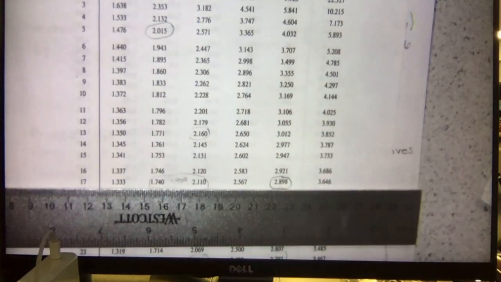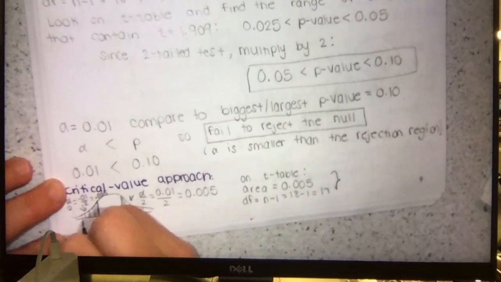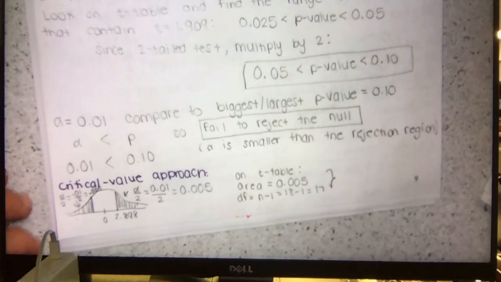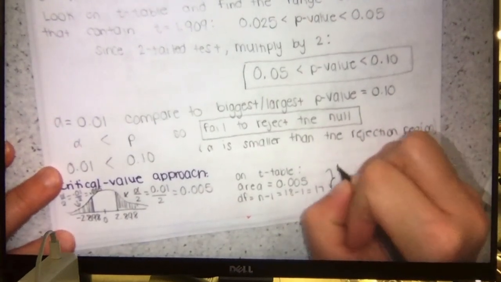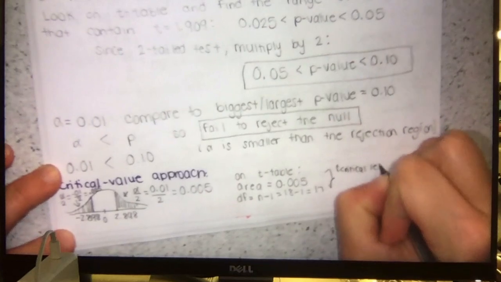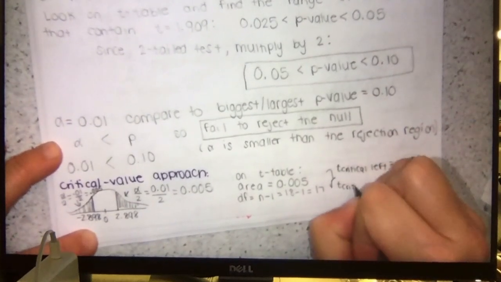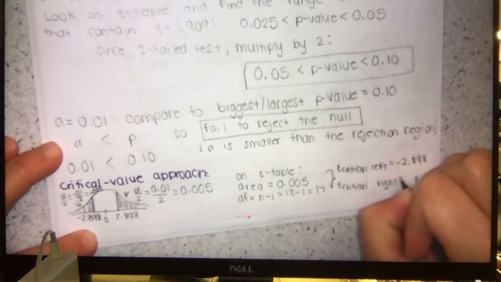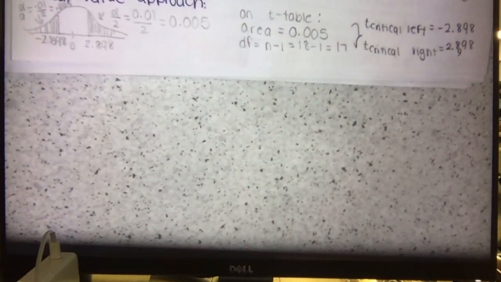Going down to 17, we get 2.898. Now we have two tails, so this one's positive 2.898 and this one's negative 2.898. So our t critical left is negative 2.898, and t critical right is positive 2.898. So our t observed that we found earlier is negative 1.909.